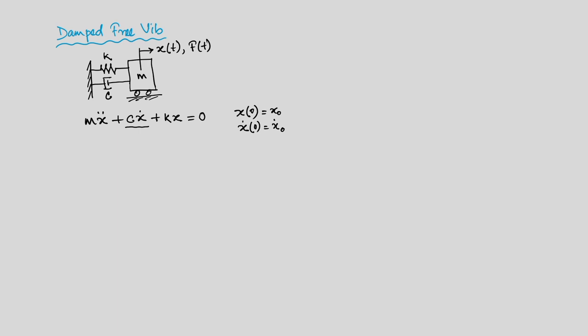So in this case also we will assume a trial solution. The trial solution, x of t is equal to p e to the power lambda t. Now if this is the trial solution, obviously x dot of t and x double dot of t we can easily derive. So this will be p lambda e to the power lambda t, and the next one is p lambda square e to the power lambda t. Then the only task is to substitute these expressions in the original equation.